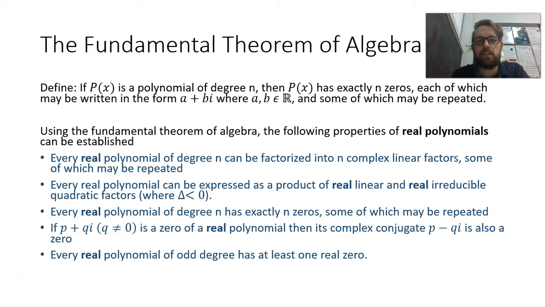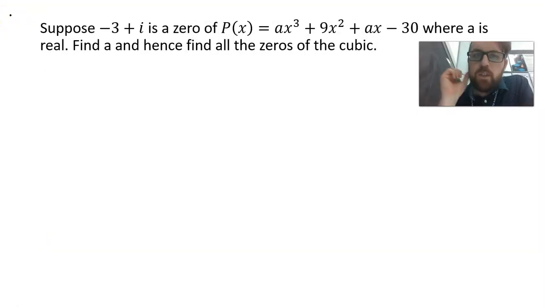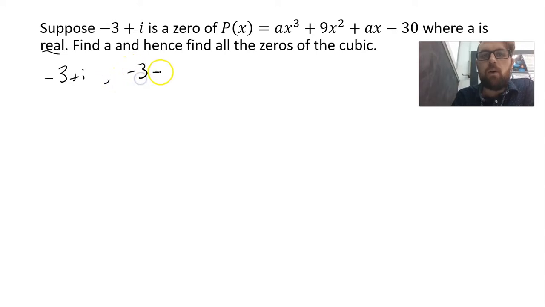Let's go into a couple of examples. Suppose minus 3 plus i is a zero of p of x, and p of x equals ax cubed plus 9x squared plus ax minus 30, where a is real. Find a, and hence find all the zeros of the cubic. Because the polynomial is real, we know that if minus 3 plus i is a zero, then minus 3 minus i, its complex conjugate, is also a zero.